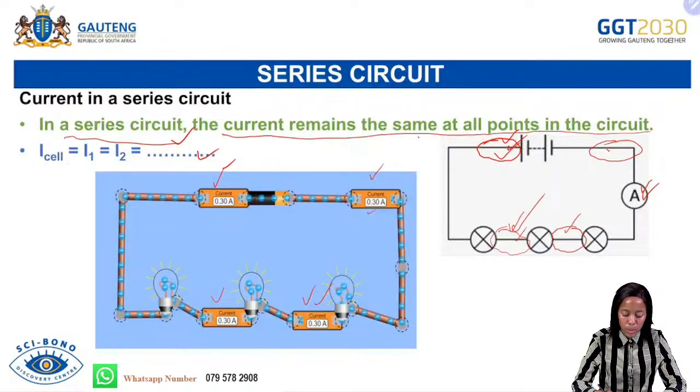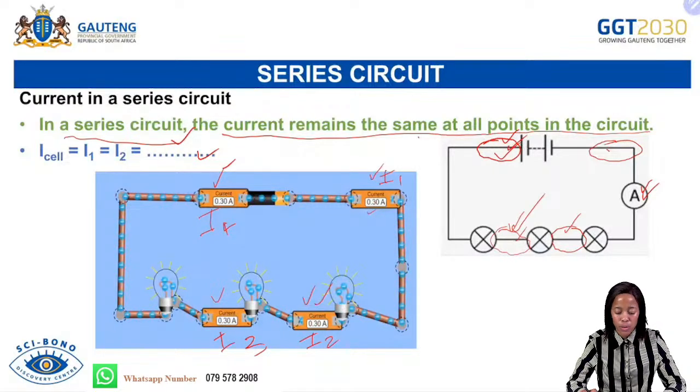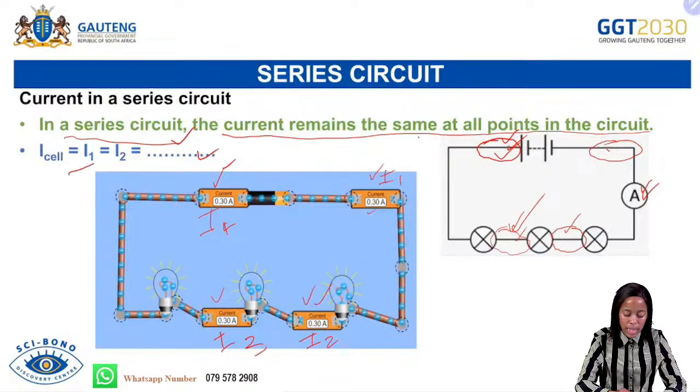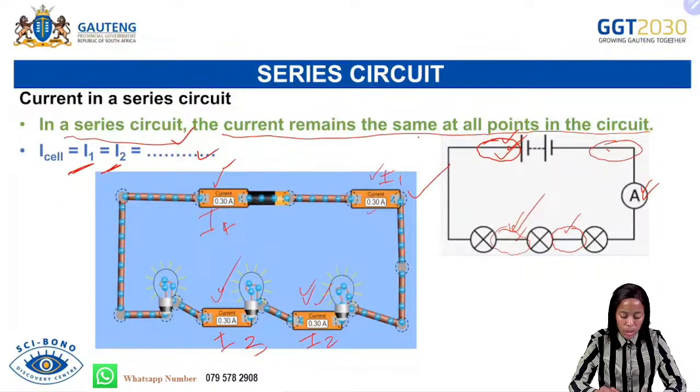So for example, this one would represent I1, this one would represent I2, and then we would have I3 as well as I4. So we are saying that the current I1 is equal to the current I2, which is equal to the current I3, and also equal to the current I4.